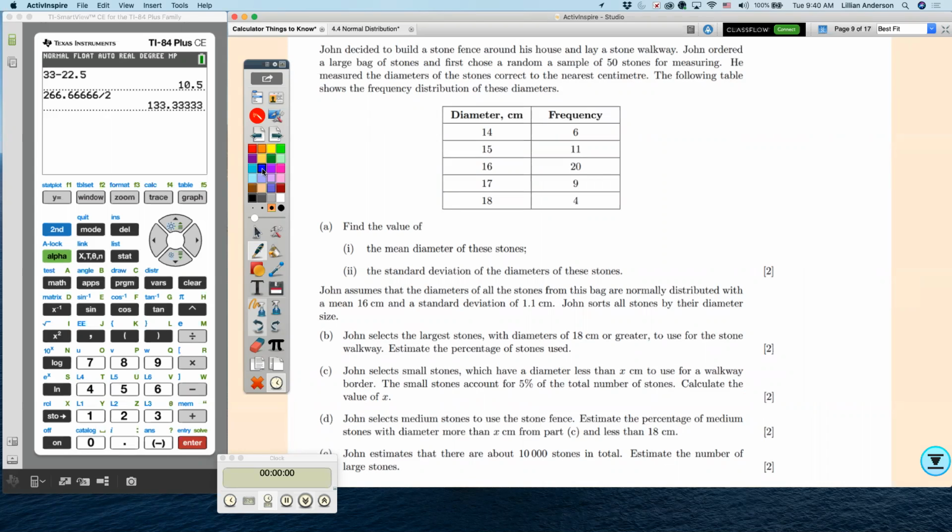Moving on to statistics and probability. John decided to build a stone fence around his house and lay a stone walkway. He ordered a large bag of stones. He first chose a random sample of 50 stones for measuring. He measured the diameters of the stones to the nearest centimeter and recorded the following frequency distribution of those diameters. I had to find the mean and standard deviation of these stones. This deals with what concept from our curriculum?